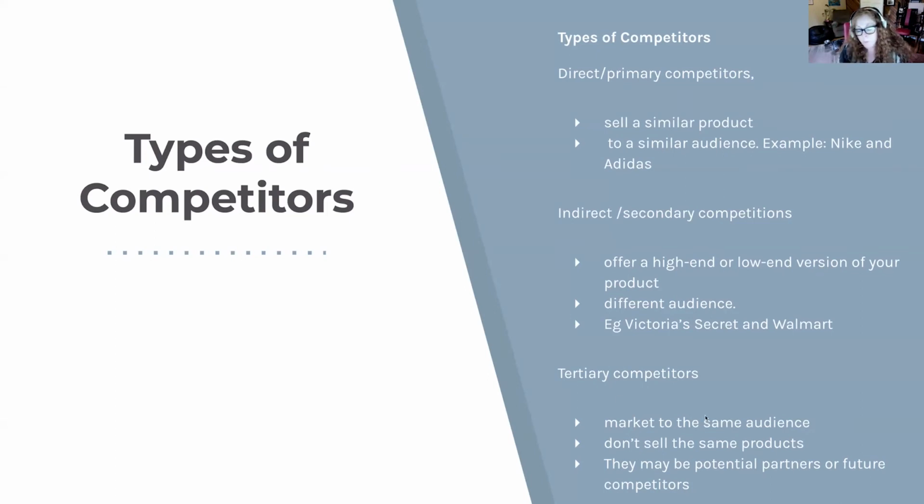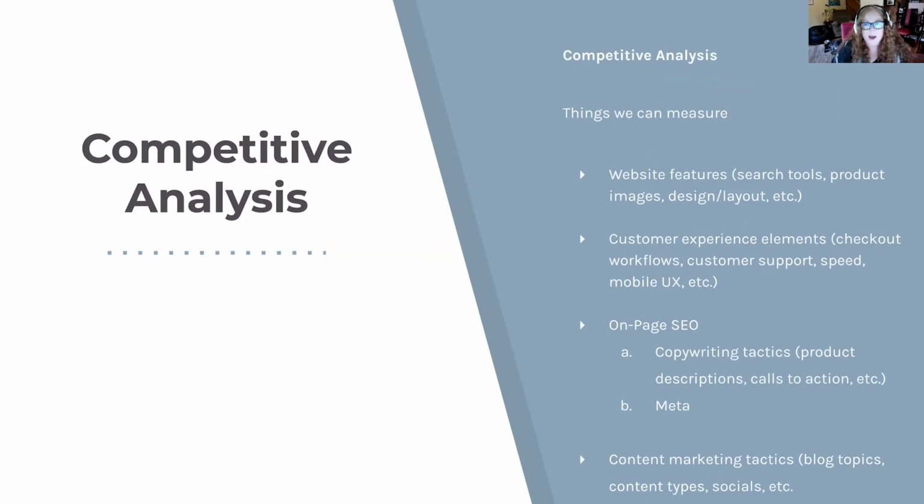So we mostly do search. We are not really competitive with social media, necessarily. So they're potential partners. If I'm a massage school, maybe a great massage oil company, if we don't make our own, would be a tertiary competitor. So why we want to know these things is because we are going to focus on our primary competitors because they're our most important, right?